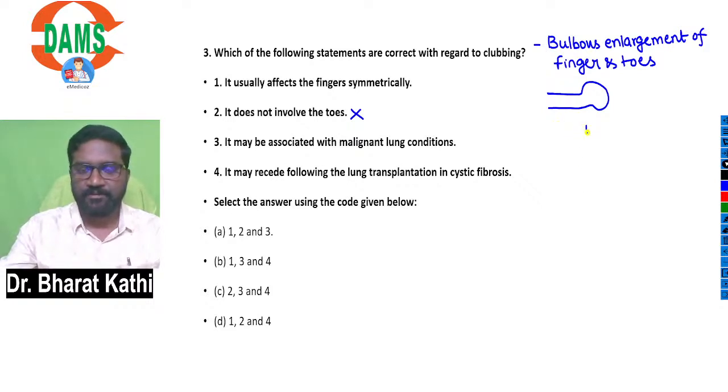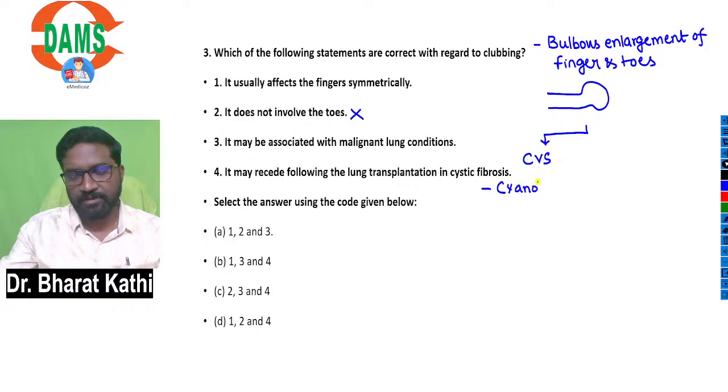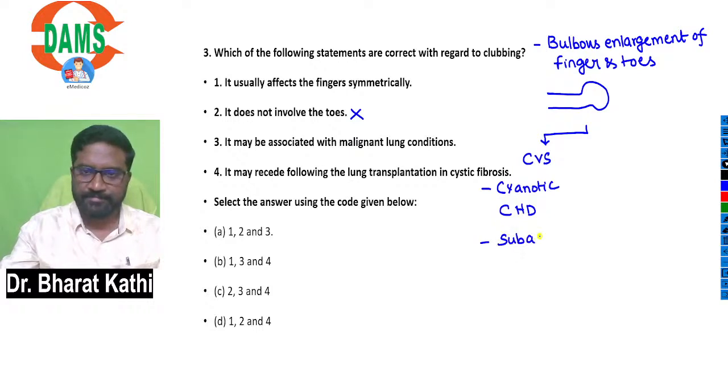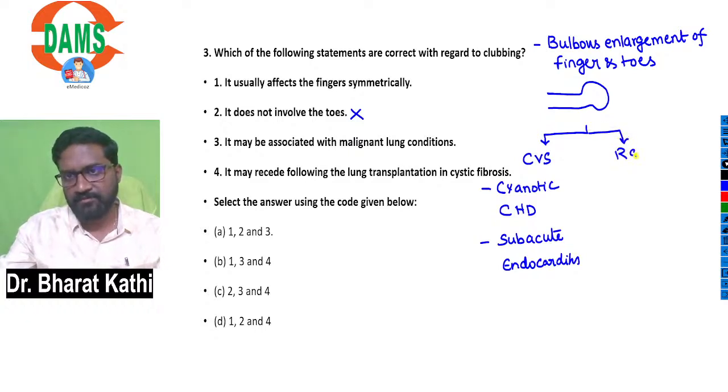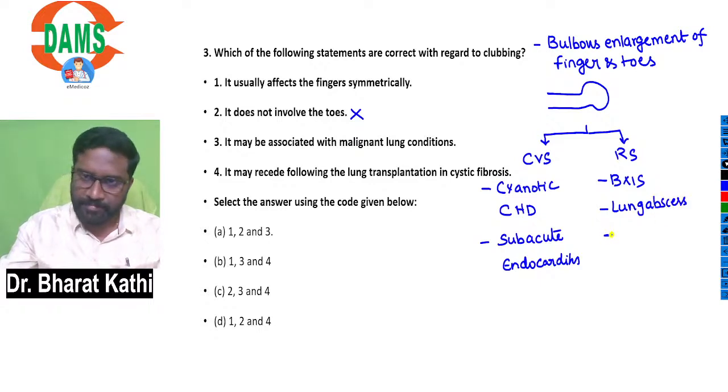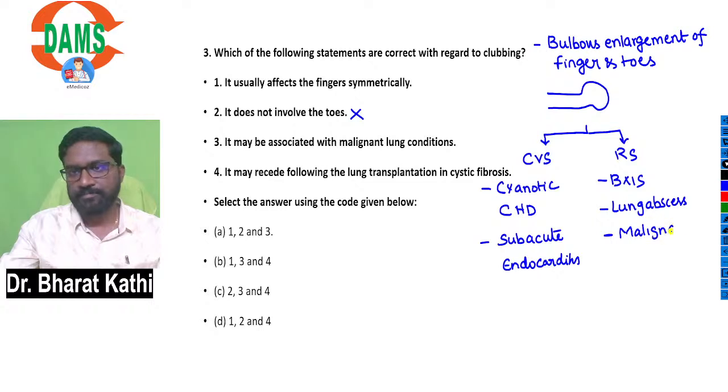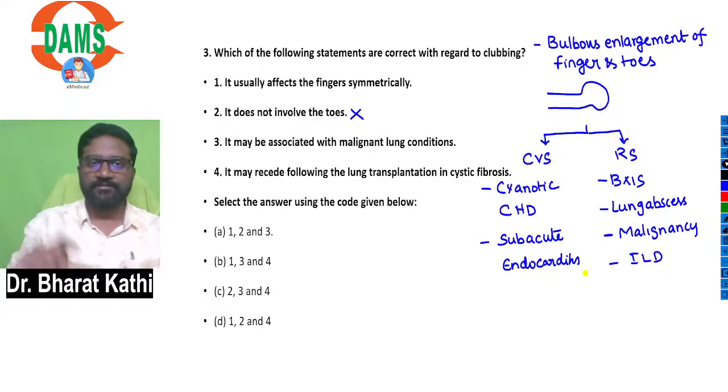The usual causes of clubbing, if you go system to system: in CVS, it is cyanotic congenital heart diseases, subacute endocarditis. Whereas in the respiratory system, the famous causes are bronchiectasis, lung abscess, malignancy, ILD, all chronic conditions. There are also other conditions, but these are important.